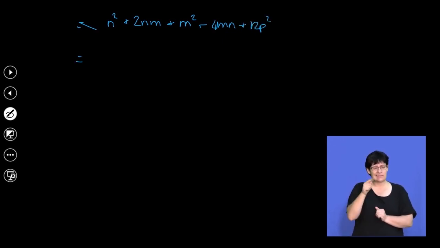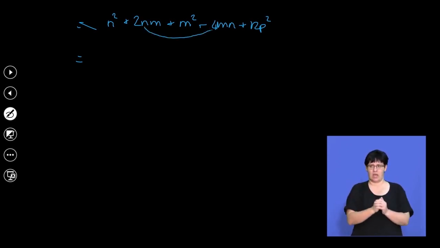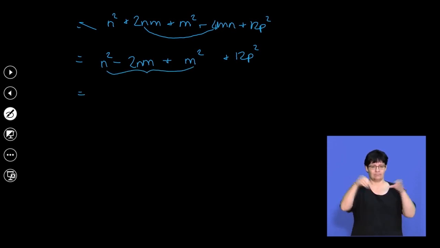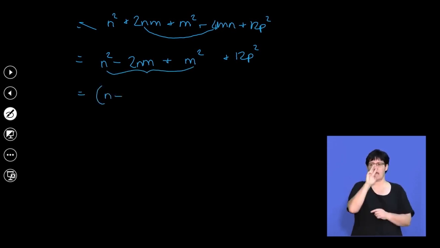Okay, so the easiest way to show that this is greater than or equal to 0 is to actually show that it's a perfect square. We have two like terms over there, and we can simplify that to n squared minus 2nm plus m squared, and then plus 12p squared. We can now factorize this into a perfect square. So we have (n minus m) all squared, and then plus 12p squared.